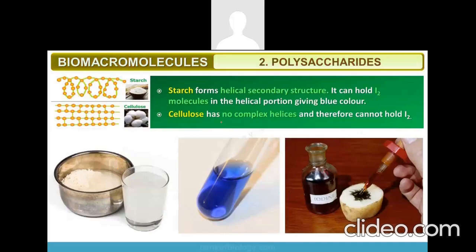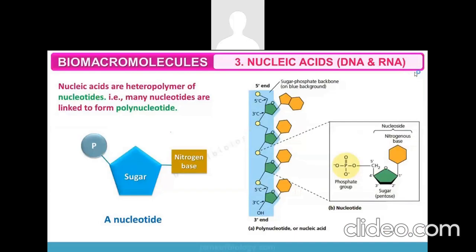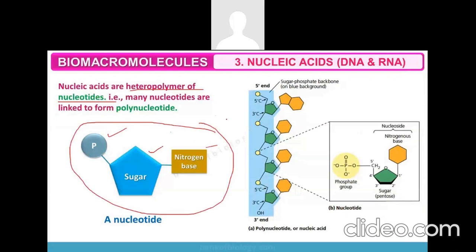So the next topic is about the nucleic acids, specifically the DNA and the RNA. Nucleic acids are heteropolymers of nucleotides. We already saw what nucleotides are. They contain a phosphate, a sugar molecule, and a nitrogen base. And if many nucleotides like this are joined to one another, they form a structure that is called a polynucleotide.